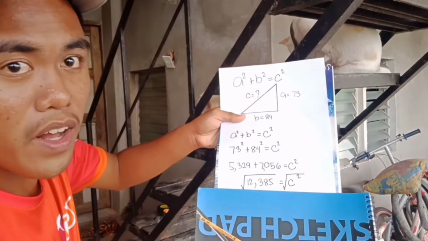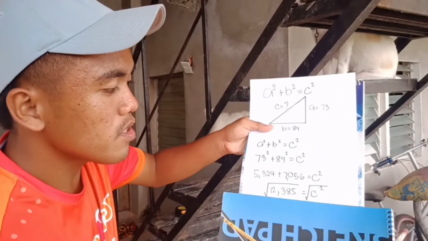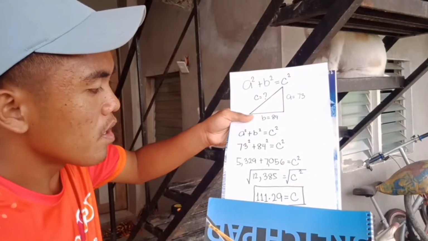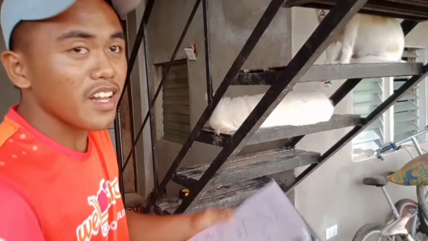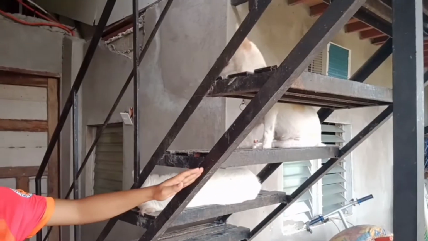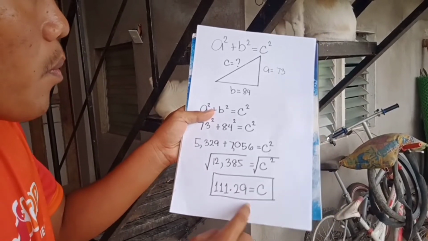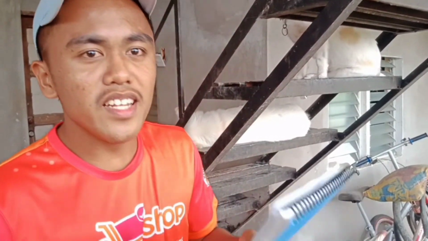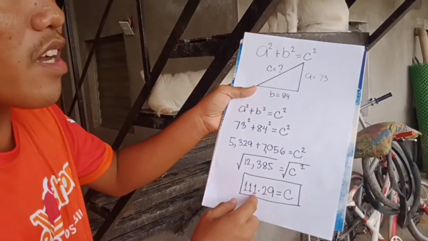And to find the value of C itself, we need to find its square root, bro. The square root of C squared is C, and the square root of 12,385 is equal to 111.29, bro. And now we finally found the measurement of the hypotenuse of your staircase, bro. 111.29 is the value of C here, bro. And my last explanation, bro, is that we cannot put a plus or minus sign because it is a hypotenuse, and it cannot be negative, bro.